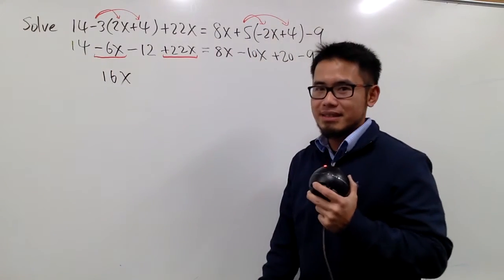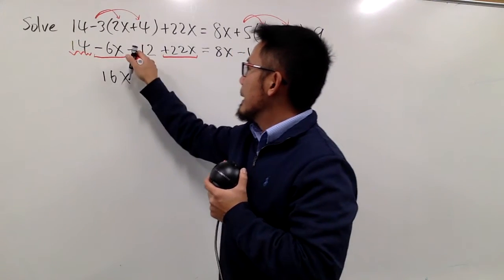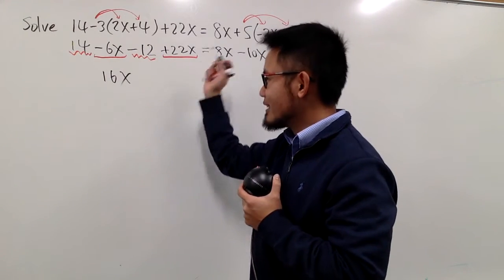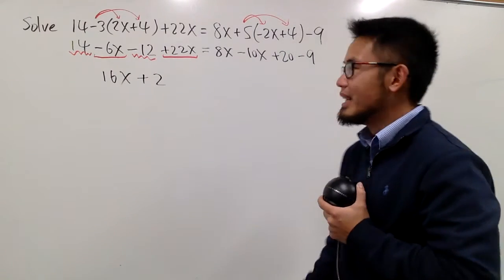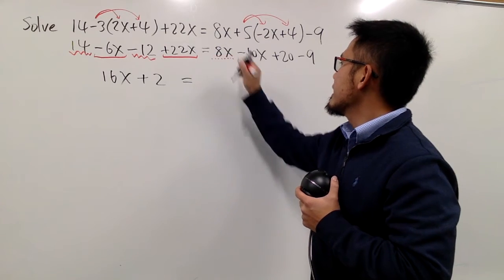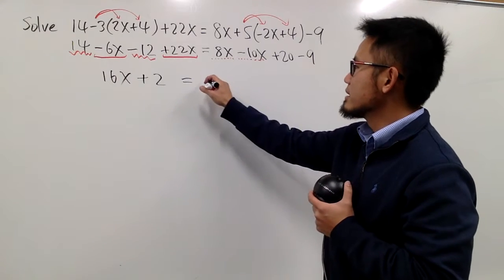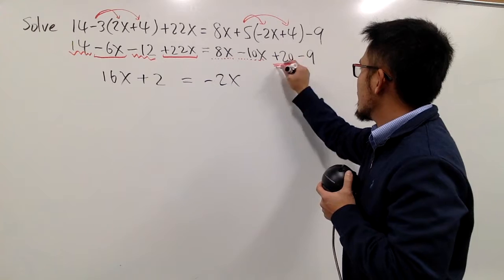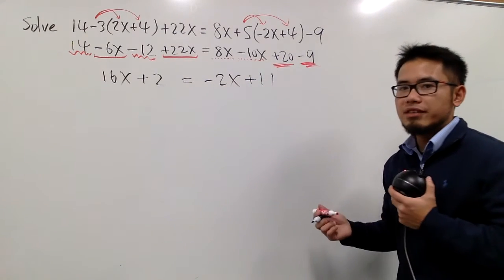Positive 16x. And we have this 14 minus 12. 14 minus 12 gives us plus 2, like that. So we have 16x plus 2. Now on the right-hand side, do the same thing. We have this, right? 8x minus 10x together will give us negative 2x. And then in the end here, we have plus 20 minus 9. Together, that gives us positive 11.